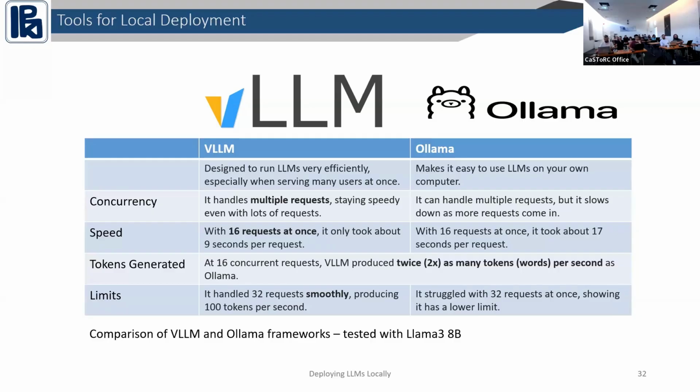So for example, just to compare, vLLM for 16 requests in one go took only about 9 seconds per request. Although Ollama, at the same time, for the same amount of requests, took 17 seconds. And then for 16 concurrent requests, vLLM also produced almost 2 times as many tokens per second as Ollama. And even when we tried up to 32 requests, it produced 100 tokens per second quite smoothly, although Ollama started to struggle at this time.